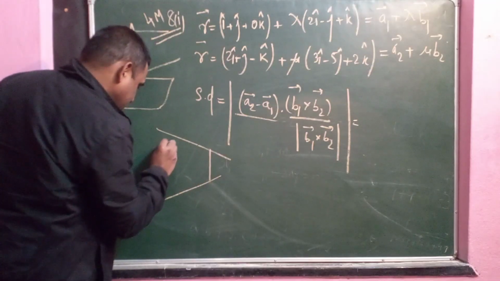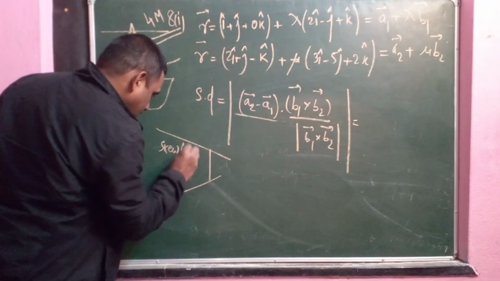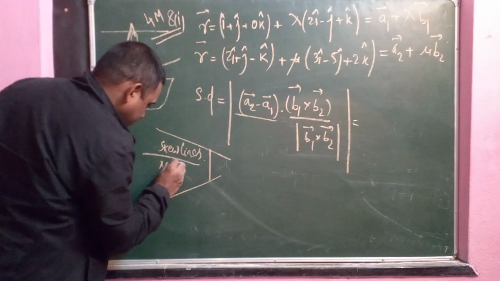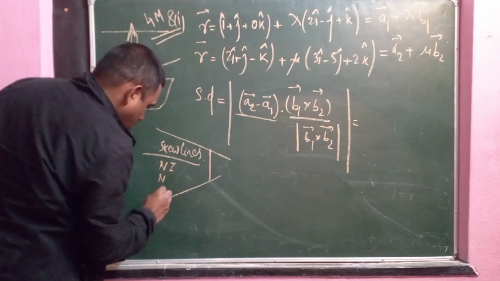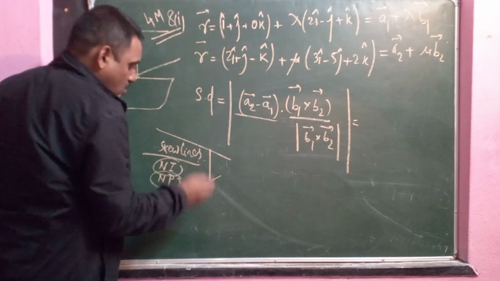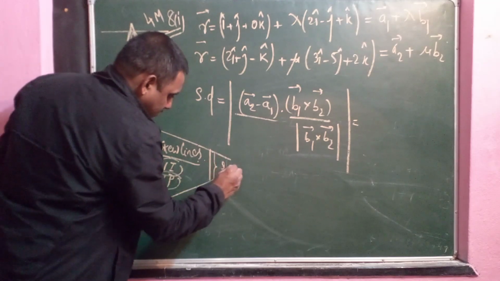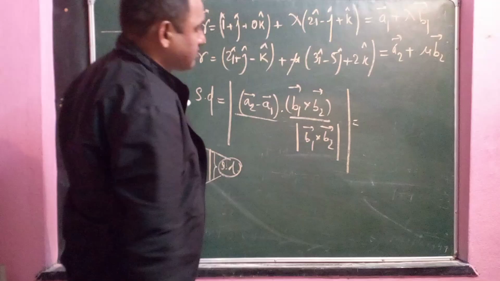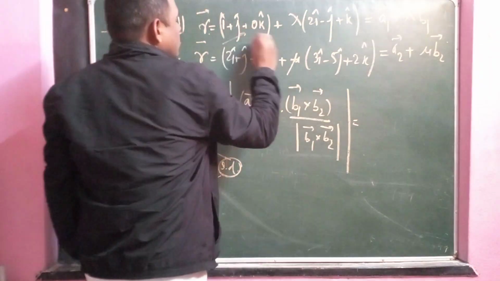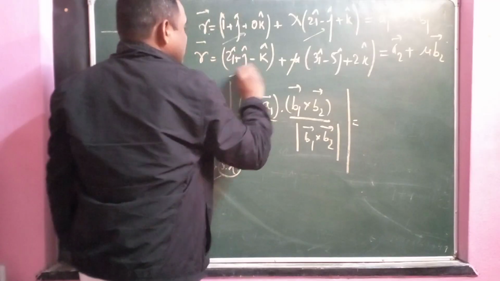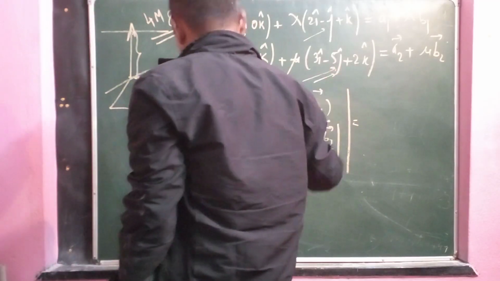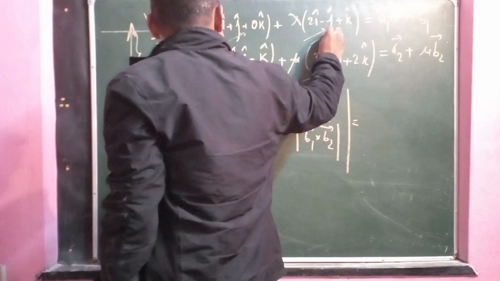These are skew lines. I think I have repeated this 10 times: non-intersecting and non-parallel lines, skew lines. So this is your SD. Do. Everything is given there. That means this line is passing through this point and parallel to this. This line is passing through this point and parallel to this. Okay. Do.